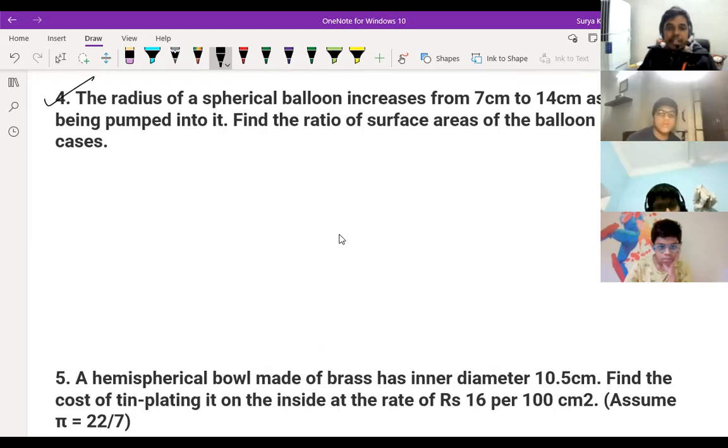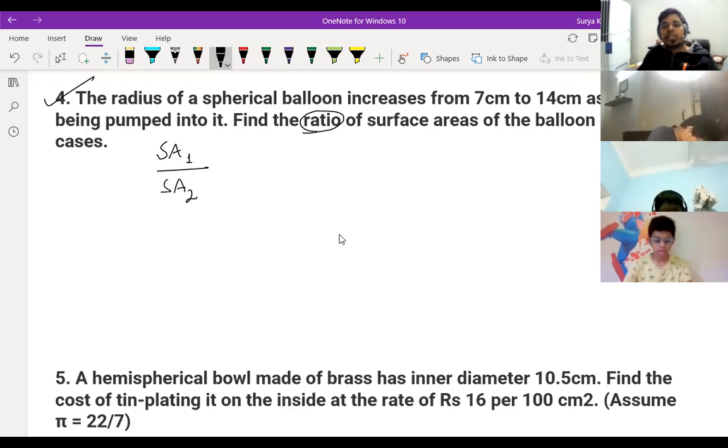See, we have to find the ratio of surface area, and just put the ratio symbol and do it. They're asking for the ratio, right? If they're asking ratio, we can write it as SA1 by SA2, the surface area of the first balloon divided by the surface area of the second balloon, right?